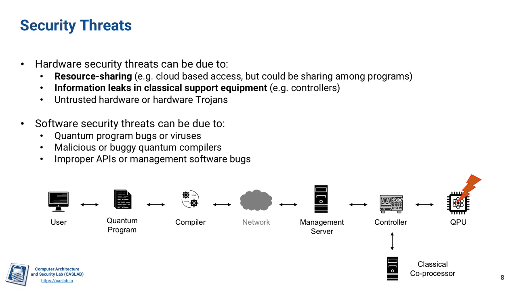For the sharing, you can have temporal and spatial sharing. In temporal, basically one user runs after another, they multiplex on the machine. And then in spatial, you could have multiple users running in parallel. So we're considering both scenarios.